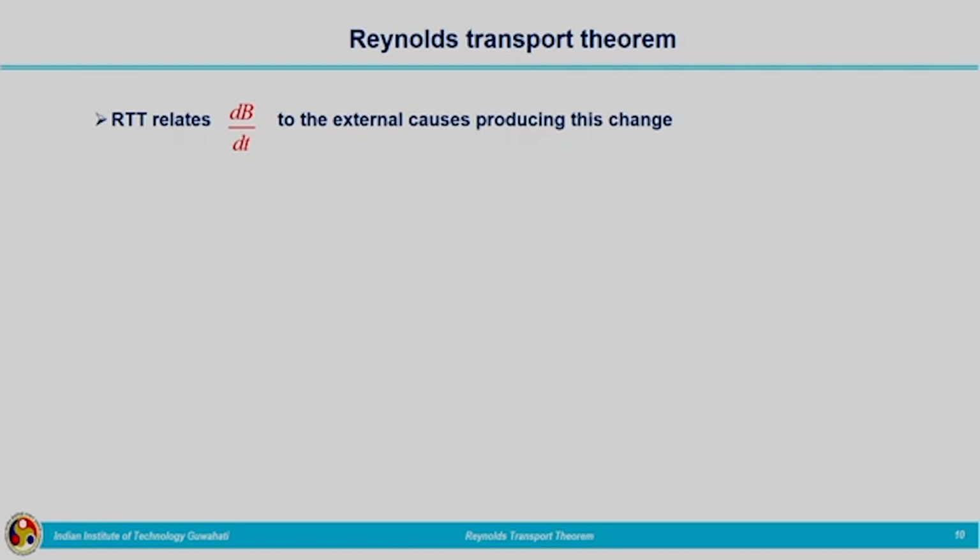Now coming to Reynolds transport theorem, what is the Reynolds transport theorem doing? RTT is relating the time rate of change of an extensive property, given by dB by dt, to the external causes which are producing this change. For example, if you have a fluid flow and there are any changes taking place within the fluid flow, some external factor will be causing that. So RTT is relating the time rate of change of extensive property to the external cause which is producing that change.